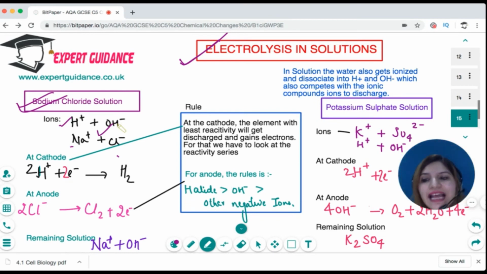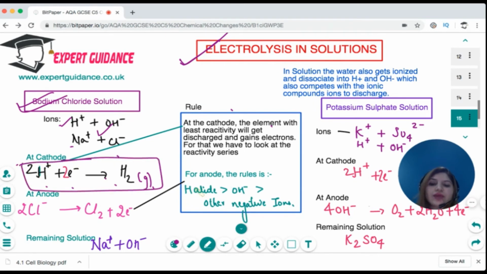Now, at the cathode, both hydrogen and sodium will be competing to gain an electron, and at the anode, both OH- and Cl- will compete to lose an electron. But who will win? For that, we have this rule. At the cathode, the element with the least reactivity will get discharged and gain an electron. And for that, you look at the reactivity series. Now, if you look at your reactivity series, you will see hydrogen is at a lower level than sodium. So, hydrogen will gain an electron and convert into hydrogen gas. And at the cathode, you will see an evolution of hydrogen gas.